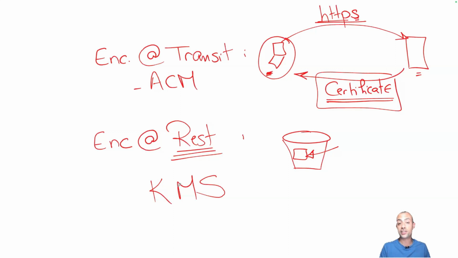Very, very important slide here to understand the different types of encryption that I have. Encryption in transit, one of the ways I can do it is through HTTPS, and the name of the service is called Certificate Manager. And then encryption at rest, the name of the service is called KMS. I hope this is 100% clear.